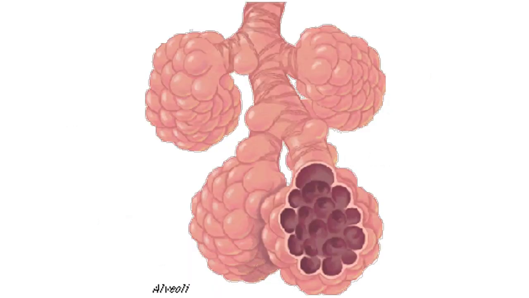Alveoli or air sacs permit the exchange of gases, oxygen and carbon dioxide, through their thin walls. The alveoli are surrounded by a network of capillaries where the inspired gases pass through. Average adult lungs have approximately 3 million alveoli.